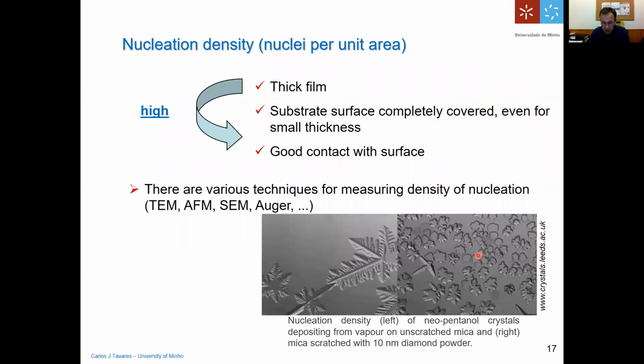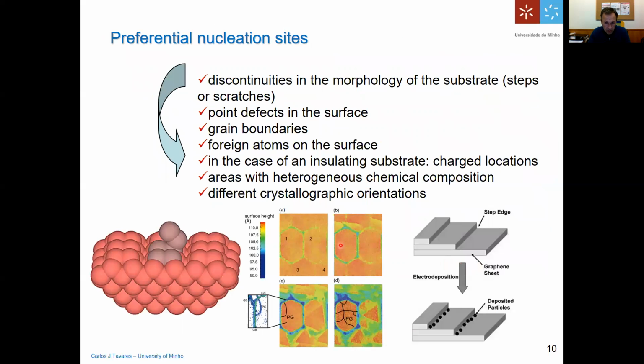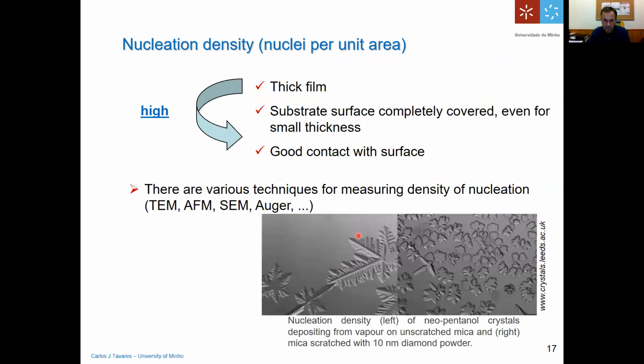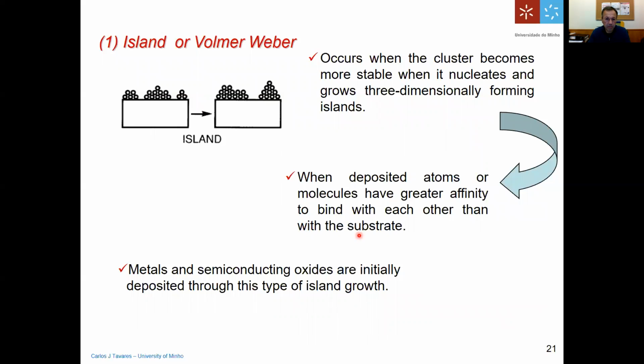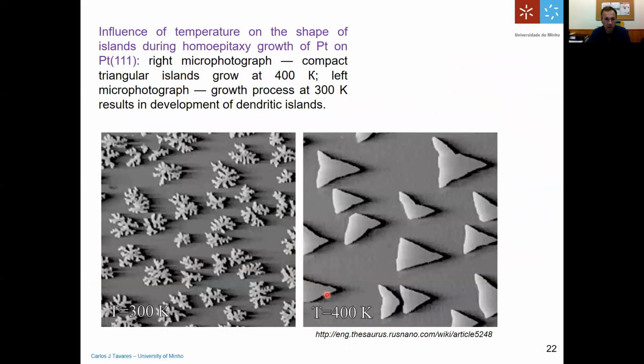For example, here you see this island growth. Here is also island growth, okay? So some metals and semiconducting oxides are initially deposited through this type of island growth. Here you can see an example, platinum. In both of these micrographs, we are seeing platinum crystals which are being deposited on platinum substrates, okay?